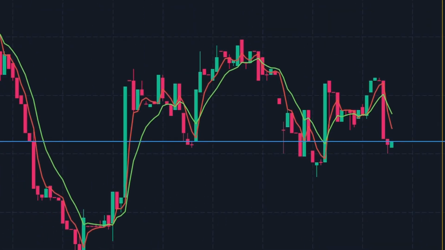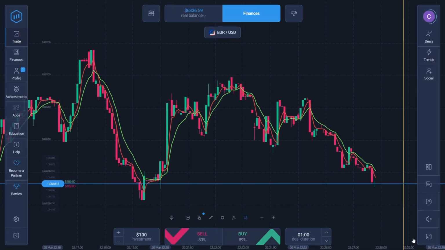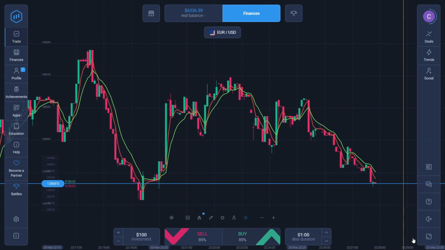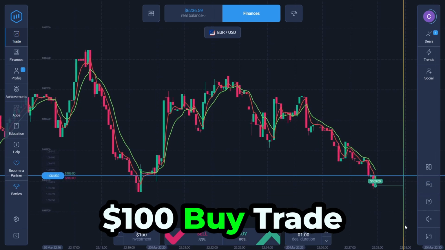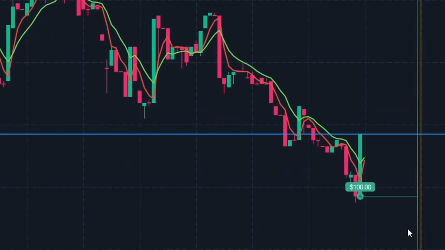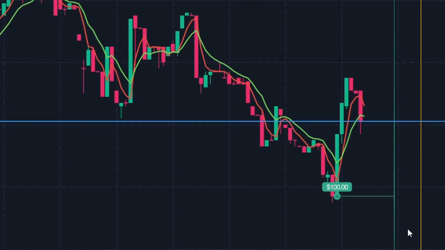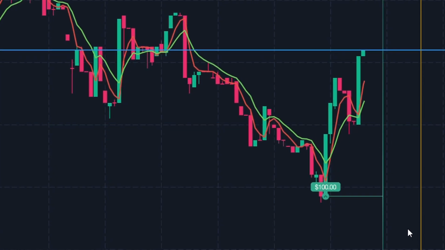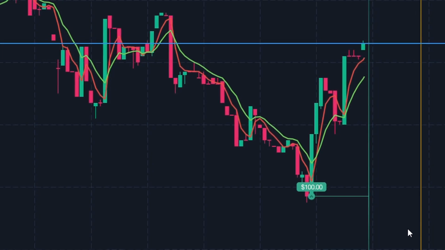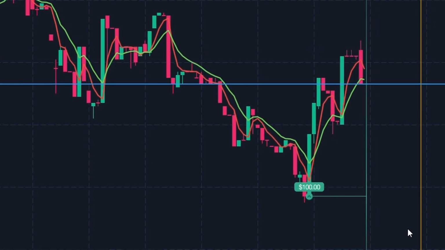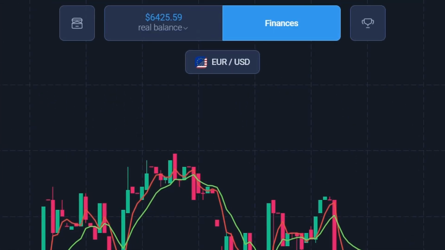Let's not give up and place a few more trades. After a long downtrend, the market seems to have changed its direction. So we'll go for a $100 buy trade on the market. We won that trade and got an $89 profit.